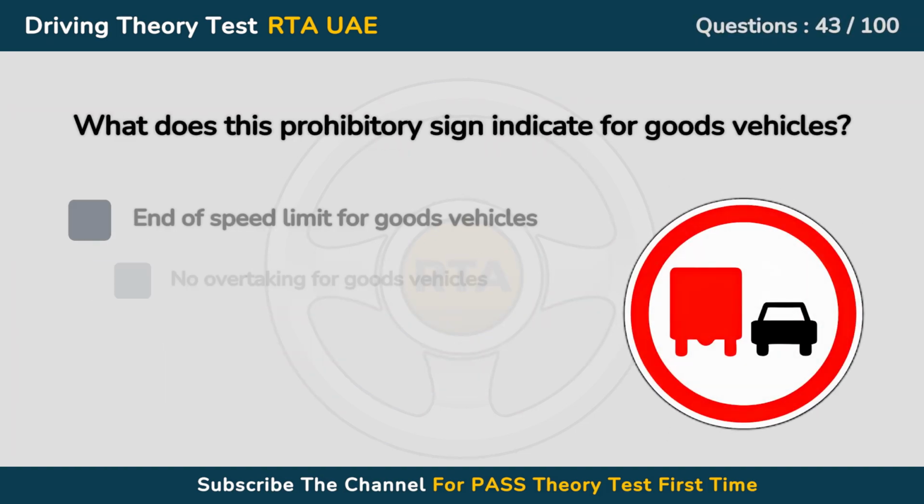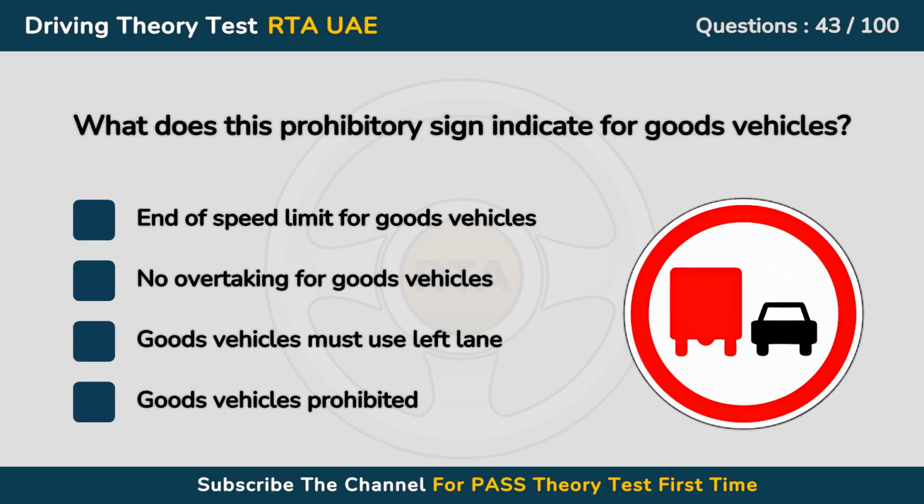Question 43. What does this prohibitory sign indicate for goods vehicles? A. End of speed limit for goods vehicles. B. No overtaking for goods vehicles. C. Goods vehicles must use left lane. D. Goods vehicles prohibited.